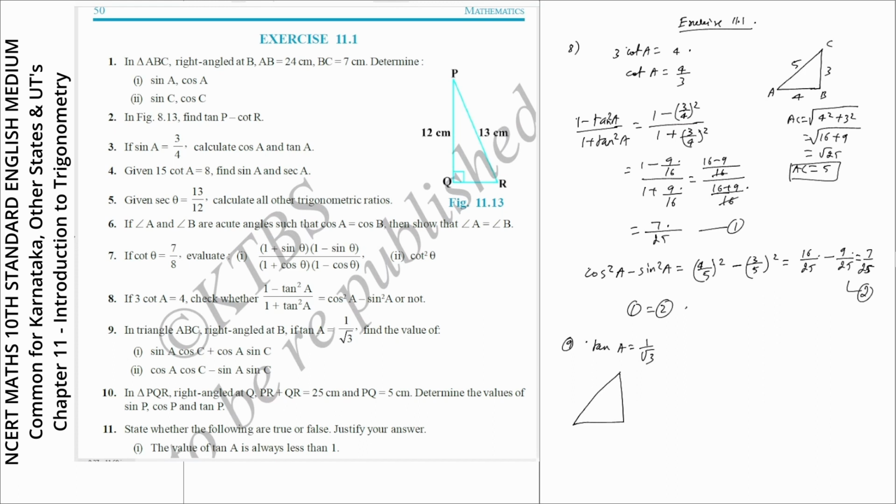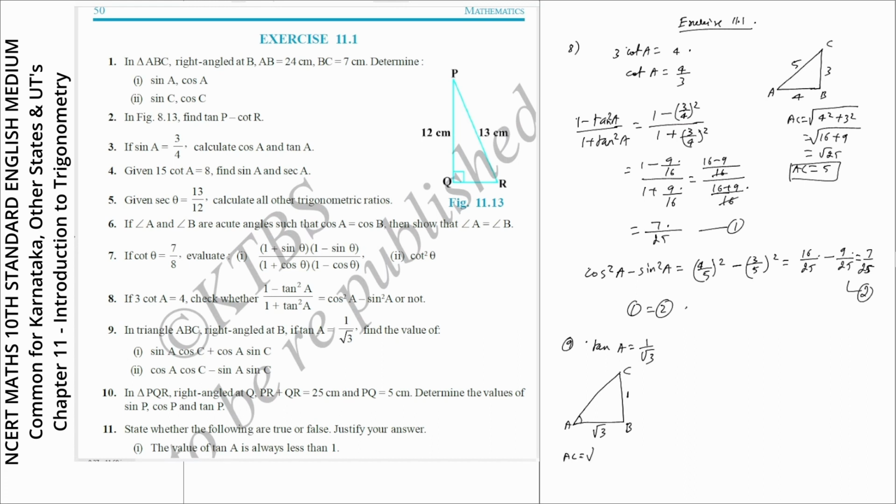So given tan A is equal to 1 by root 3, if I take this as angle A, tan A is opposite by adjacent, that is 1 and this is root 3. And given that it's right angle at B, so ABC. So now what is AC?